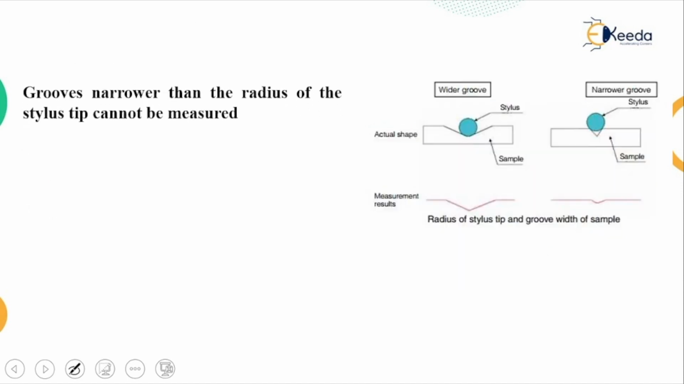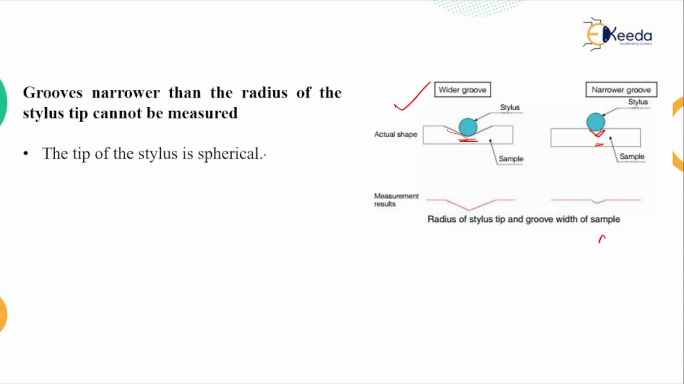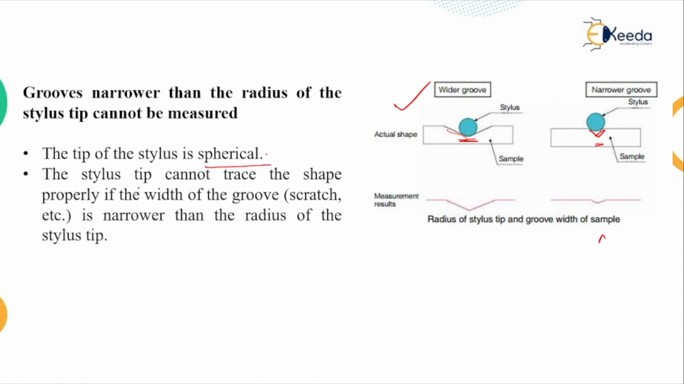Grooves narrower than the radius of the stylus tip cannot be measured. This is a disadvantage of this contact type. You can see here this groove is larger than the stylus radius, so it's okay. But if the groove is not wider than, or is narrower than, the stylus radius, then we cannot measure the distance or the depth of these values, and we will get an inaccurate reading. The tip of the stylus is spherical in nature. The stylus tip cannot trace the shape properly if the width of a groove, scratch, etc. is narrower than the radius of the stylus tip.